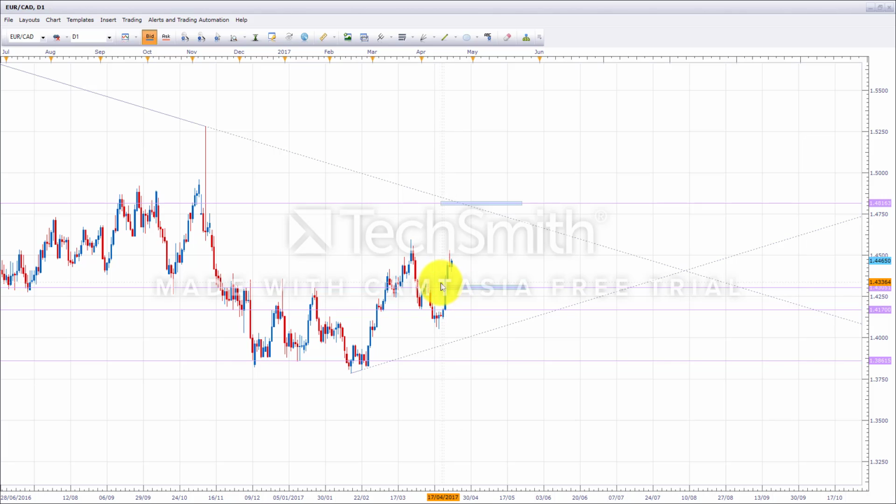If it starts to break down below this support level, I'll be looking for the support level to the downside, and if it breaks below both of these support levels, I'll be looking to take this down to a retest of this upward sloping trend line. But for the time being, I have a long bias on this EurCad pair, and this area up here, 1.4816, is what I'm looking for.